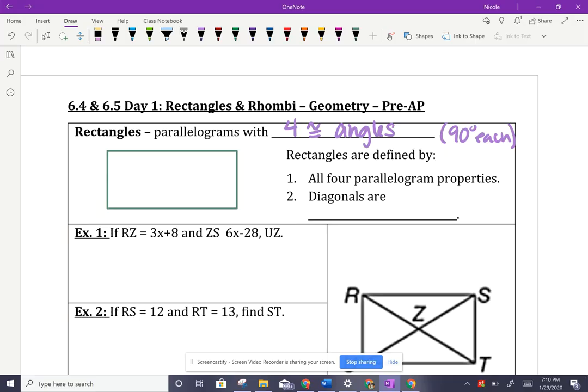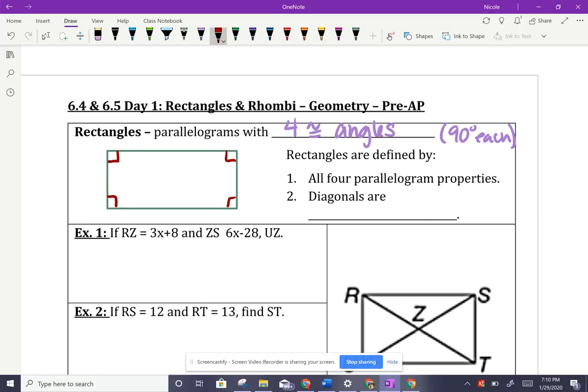So all of the properties of parallelograms: opposite sides are parallel, opposite sides are congruent, we have congruent angles, we have diagonals that bisect each other. All of these things are true for rectangles as well. And then we're going to add a little bit more information. So we have right angles. I already said that, so I'm going to add 4 right angles to all 4 of my angles.